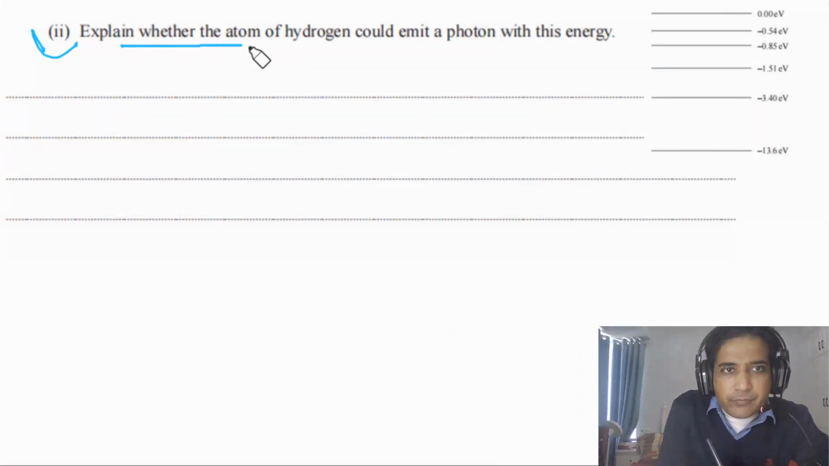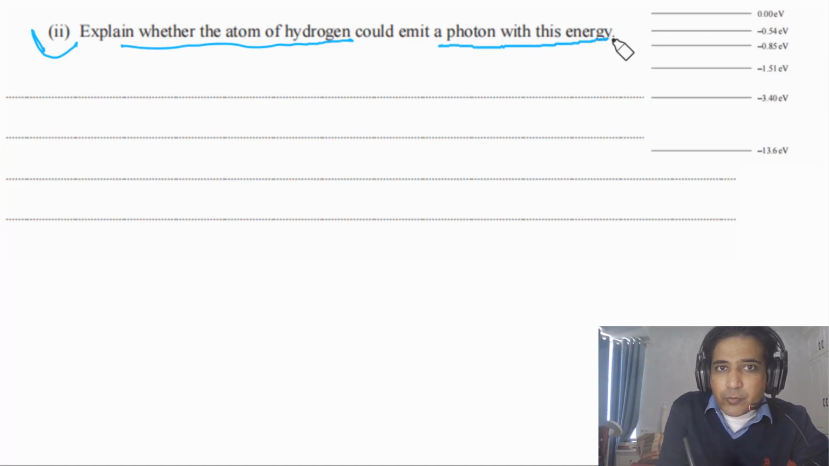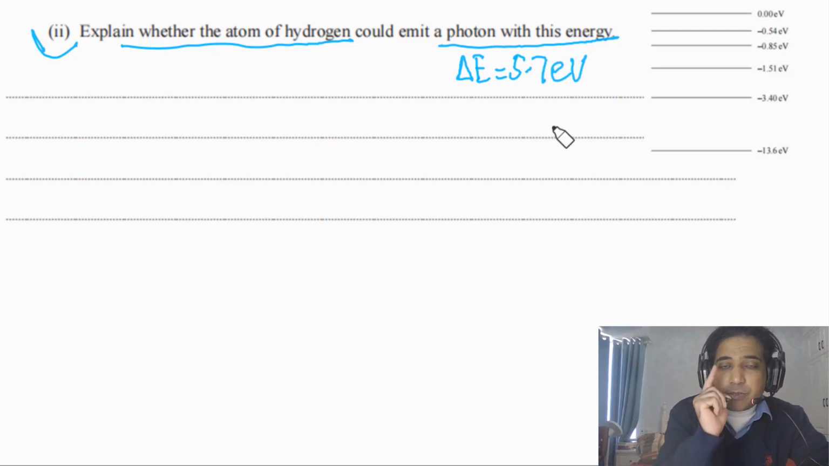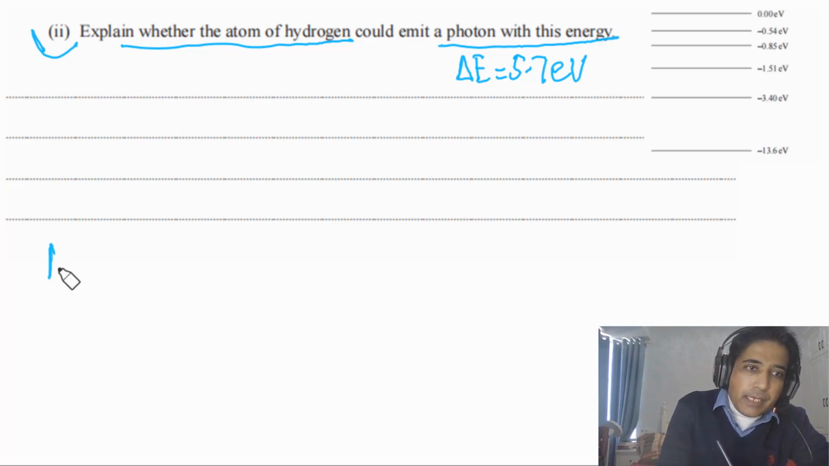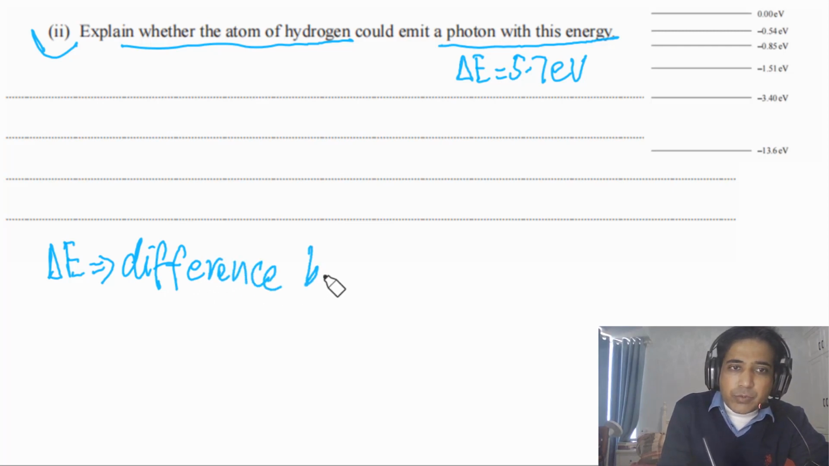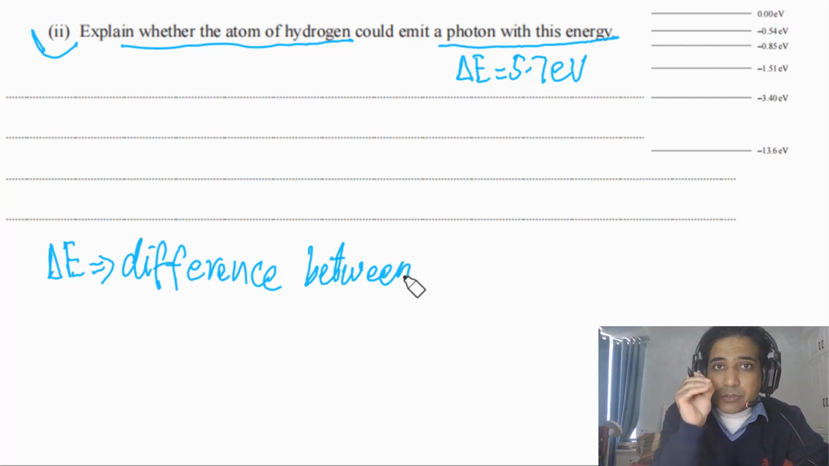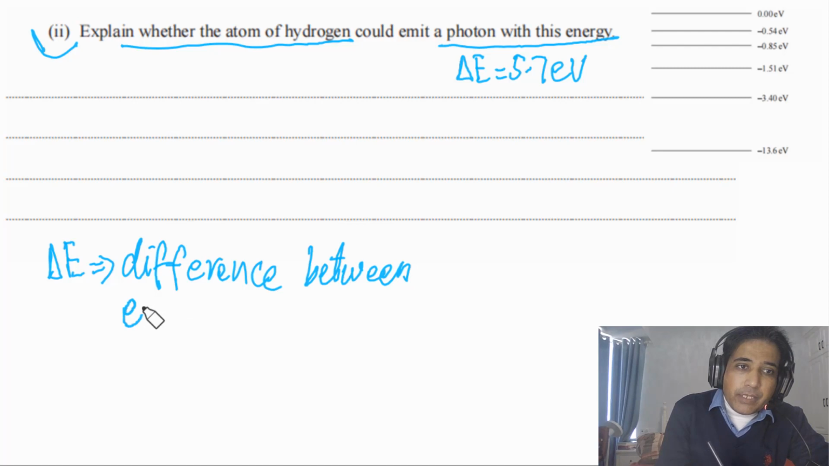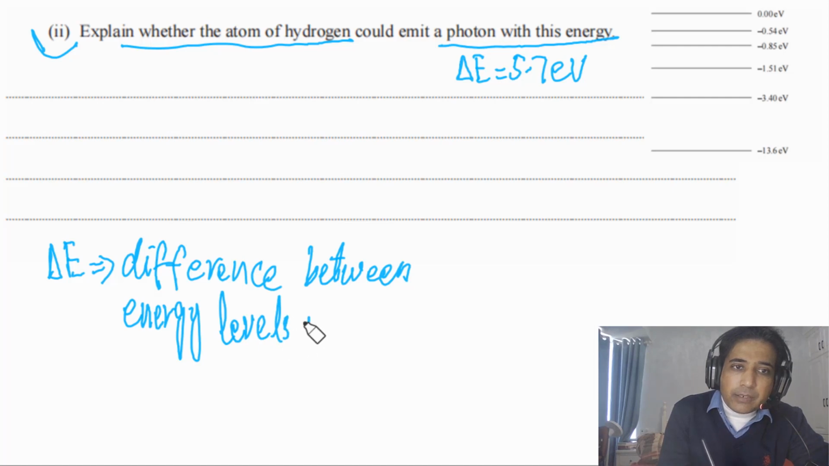The second part says explain whether the atom of hydrogen could emit a photon with this energy, meaning delta E equal to 5.7 electron volts. In order to answer this question, we need to understand one very important point. We need to understand delta E. It means that the difference between energy levels, the difference between energy levels, is discrete. That's the main point they are asking you. Difference between energy levels. Energy levels are discrete.